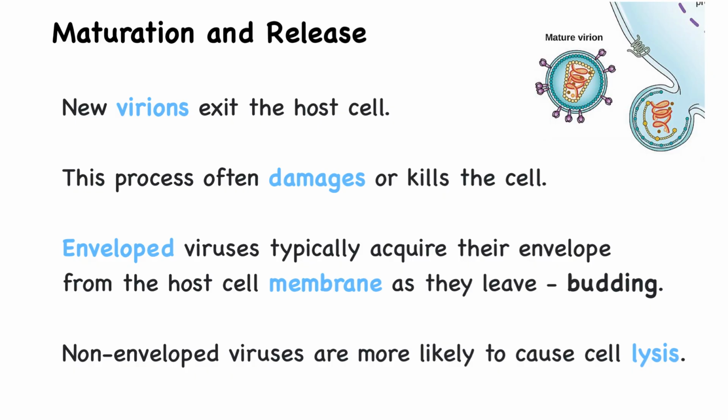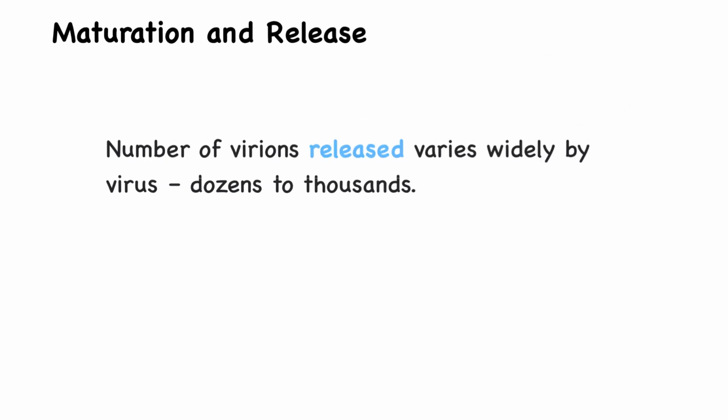This process often damages or kills the cell. Enveloped viruses typically acquire their envelope from the host cell membrane as they leave through a process called budding. Non-enveloped viruses are more likely to cause cell lysis. The number of virions released varies widely by virus. Some animal viruses may release only a few dozen new virions, while others can produce hundreds or even thousands per cell, as seen with viruses like influenza or poliovirus. This variation depends on the virus's replication strategy and the overall health and resources of the host cell.